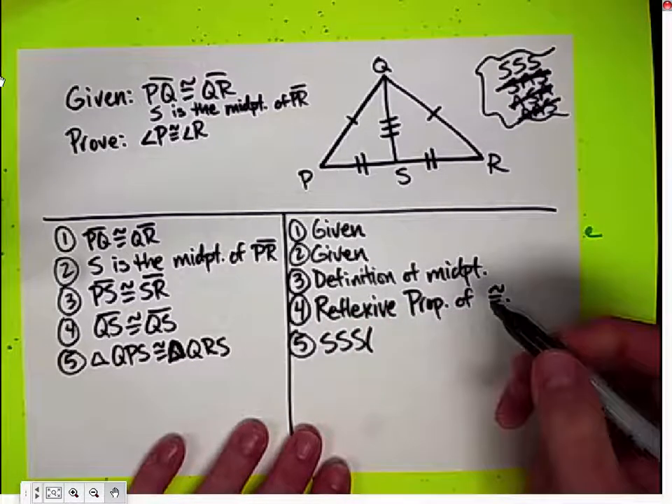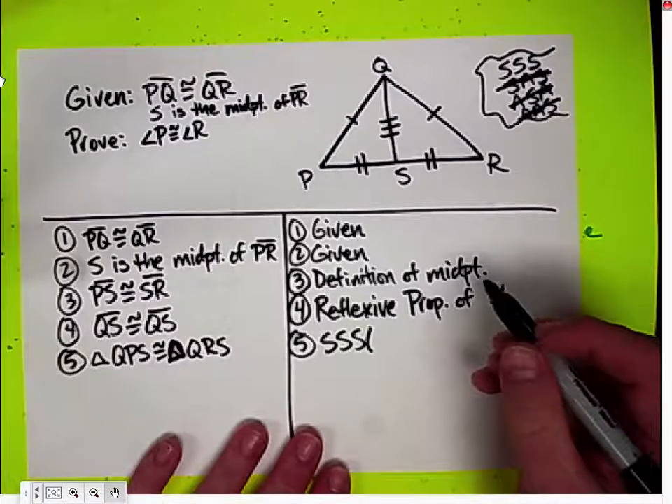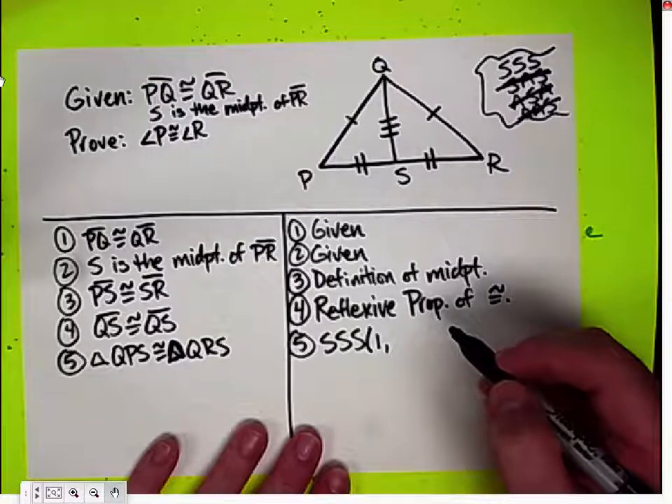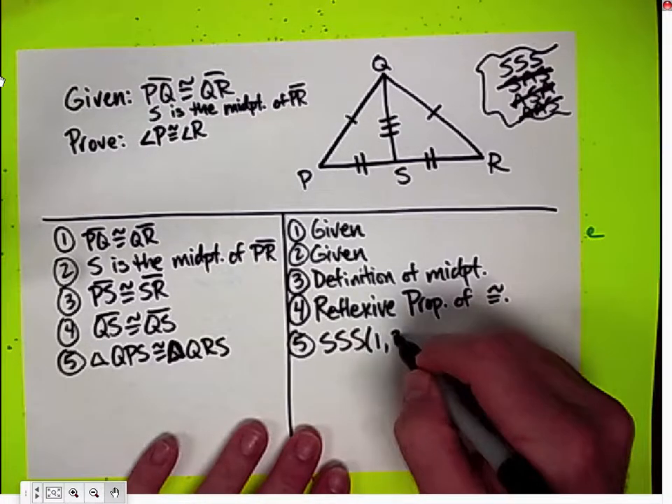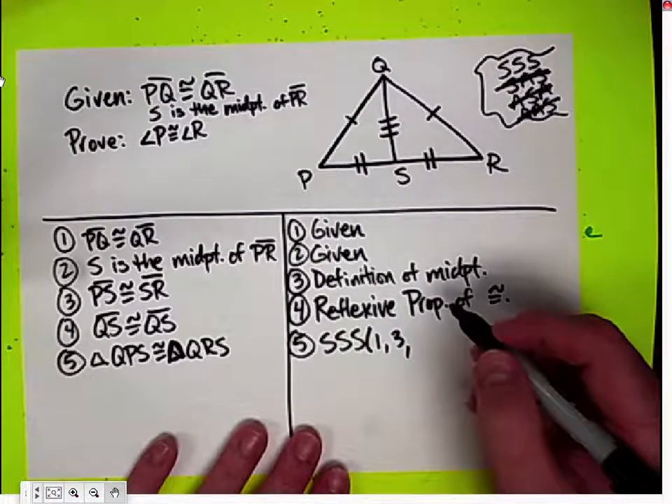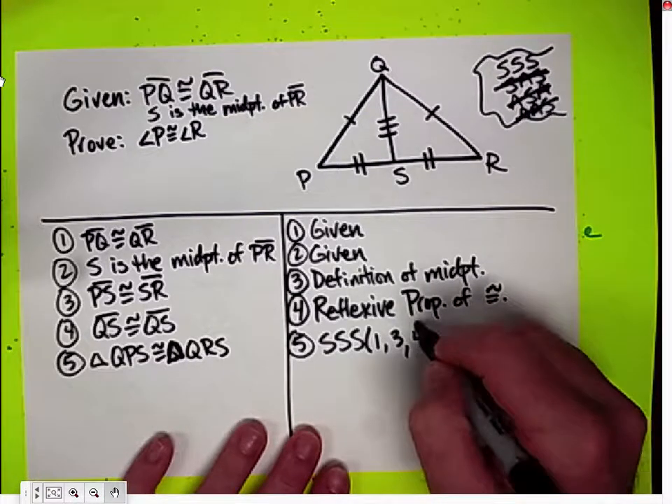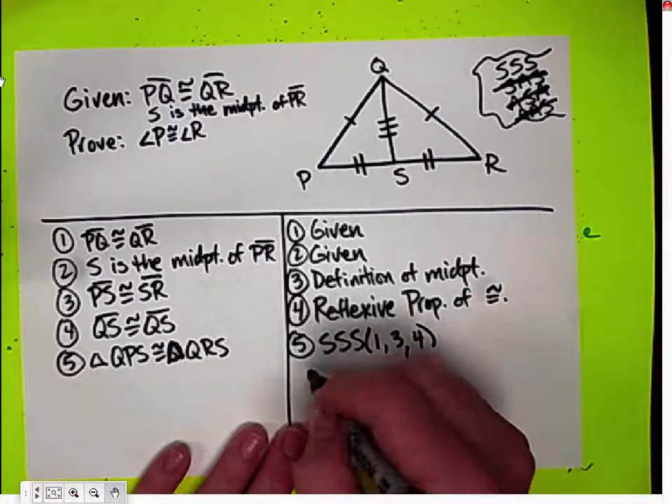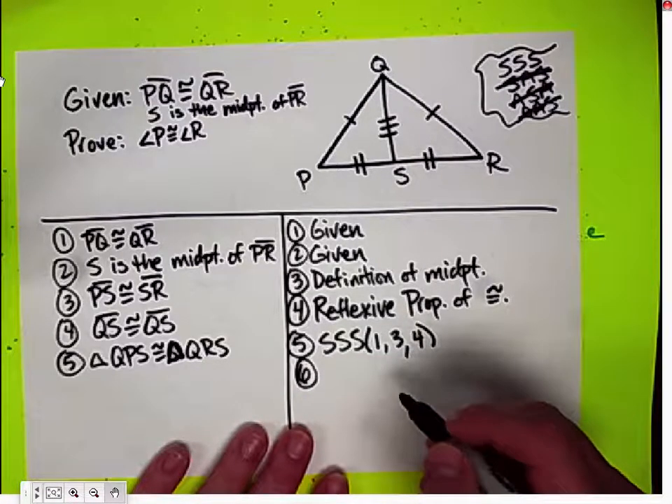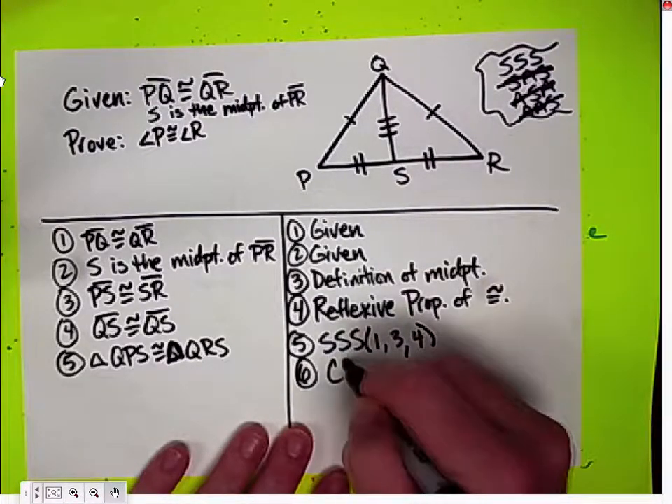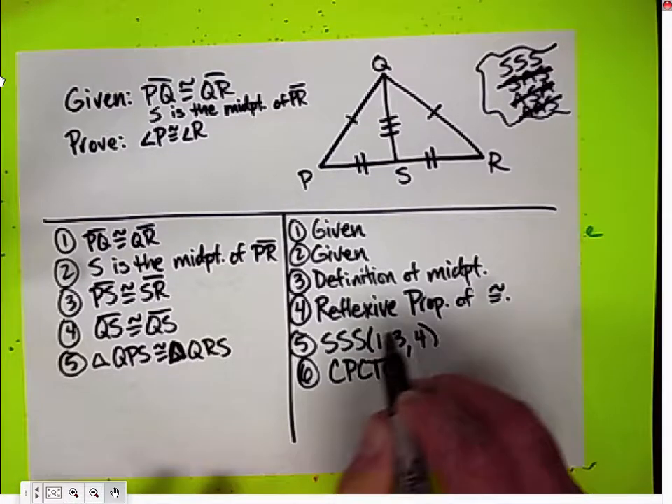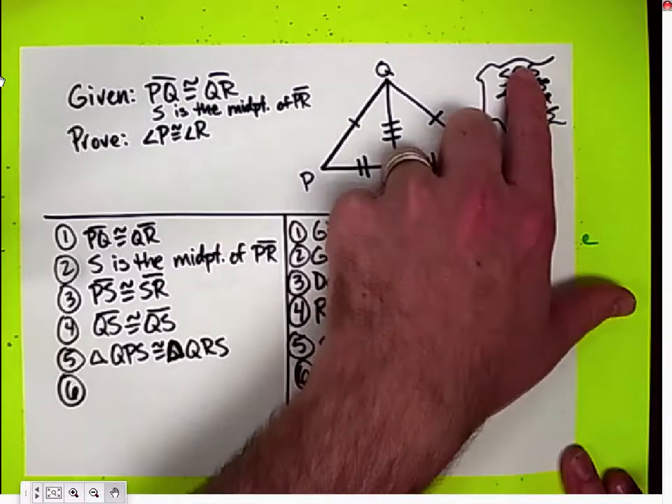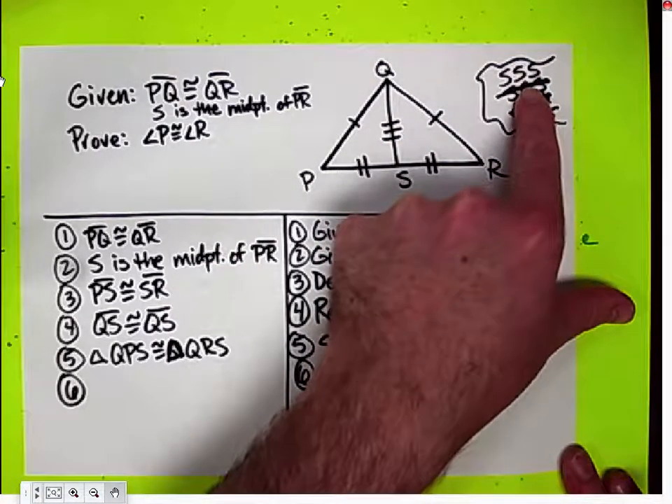What step did we say the first pair of sides were congruent? 1. The second two sides? 3. The third two sides? 4. Are we done with the proof? No. So since we're not done, what is the next reason always? CPCTC. CPCTC.